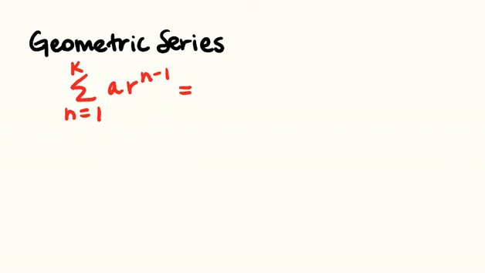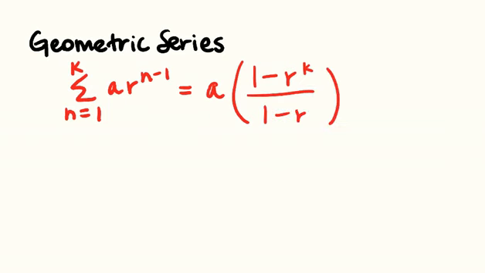We have a formula for the finite sum of a geometric series. It's the first term a times 1 minus r to the k over 1 minus r. I can show you why this is true, and I'll include the proofs of this equation and the infinite geometric series equation at the end of this video. Okay, and so let's just start with an example.